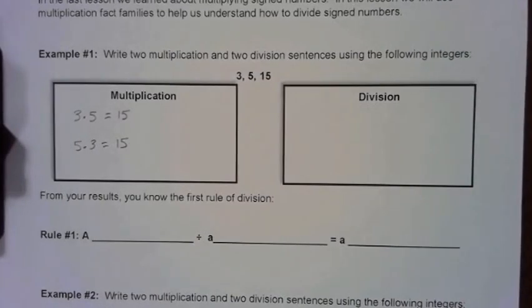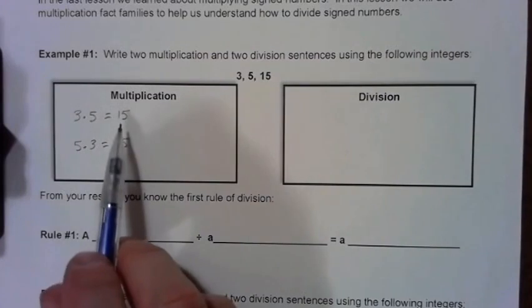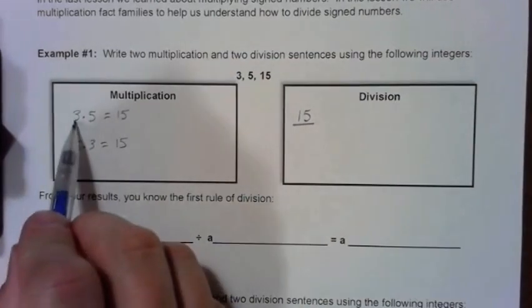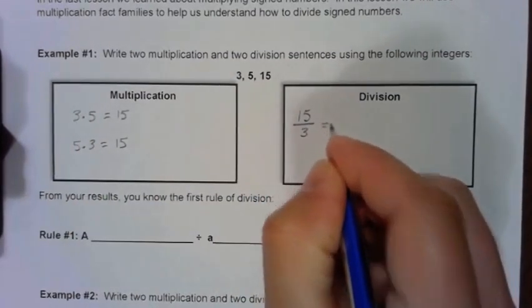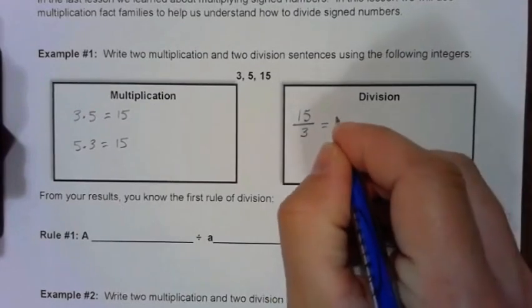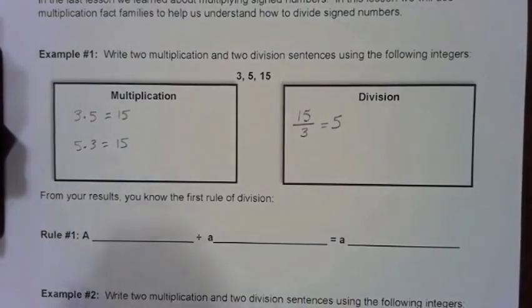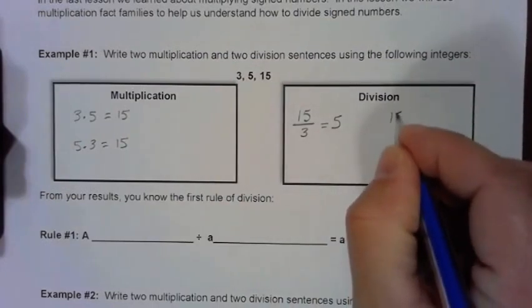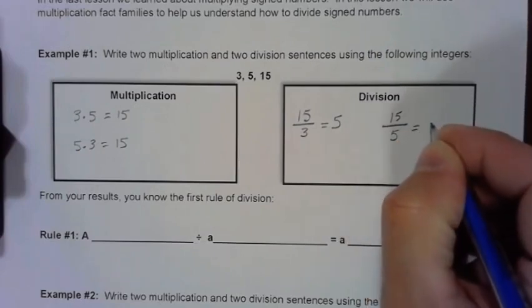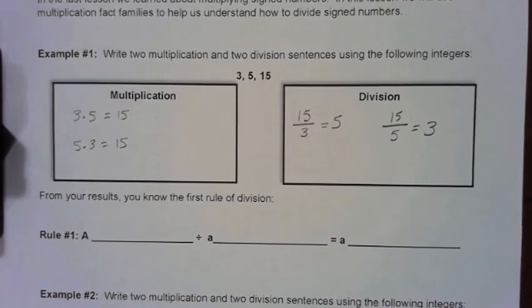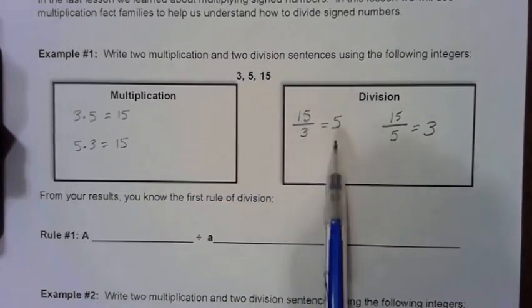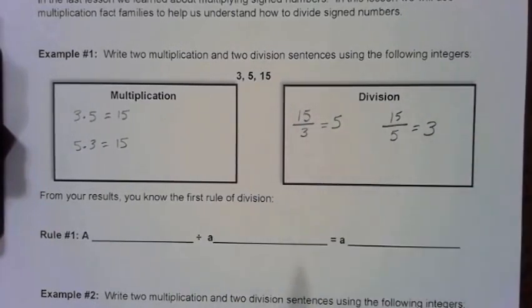Again, since division is the inverse of multiplication, I'm going to take the product, which was 15, and divide it by one of the two numbers. If I divide by 3 first, because 3 times 5 is 15, then the result has to be equal to 5. Similarly, if I start with the 15 and divide it by the other number, 5, then I have to get the other member of the fact family, which is 3. So since 3 times 5 is 15 and 5 times 3 is 15, it's true that 15 divided by 3 is 5, and 15 divided by 5 is equal to 3.